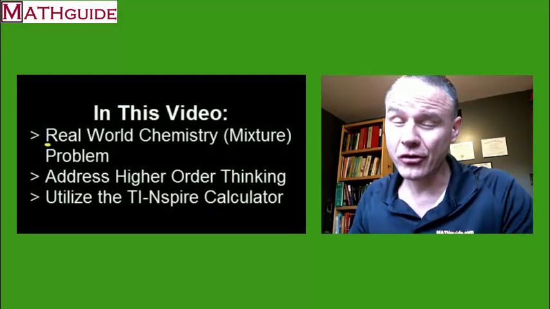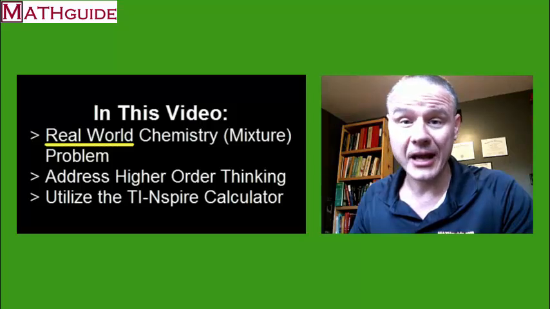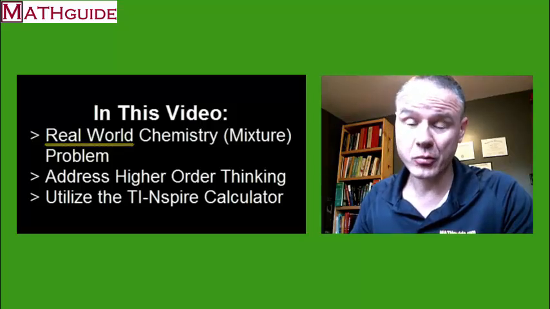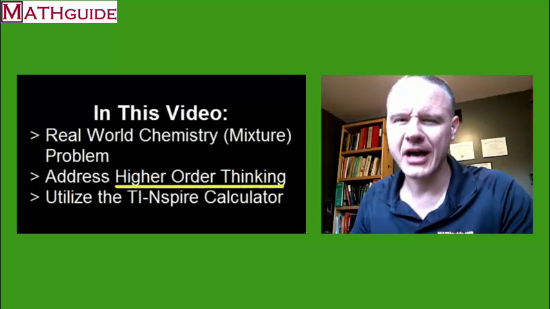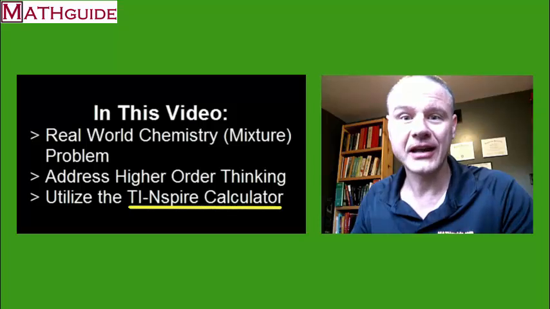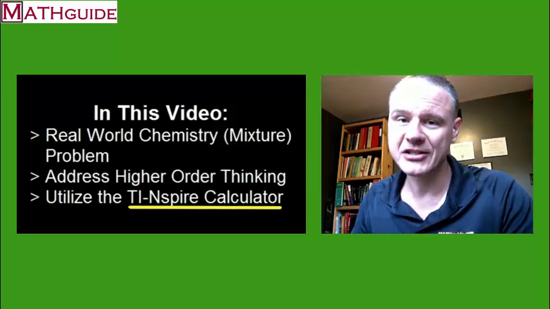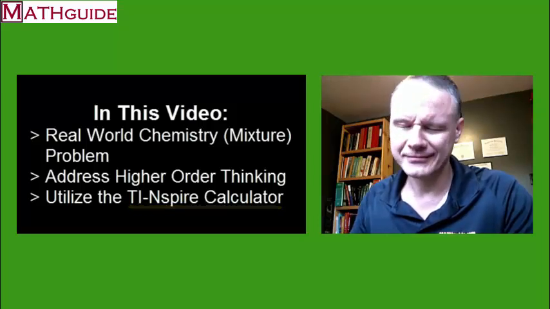In this video, you're going to learn how to do a real-world chemistry problem. It's a mixture problem. We're going to address deep thinking, otherwise known as higher-order thinking, and you're going to learn how to use a calculator, namely a TI-Nspire, to do it. Let's get started.